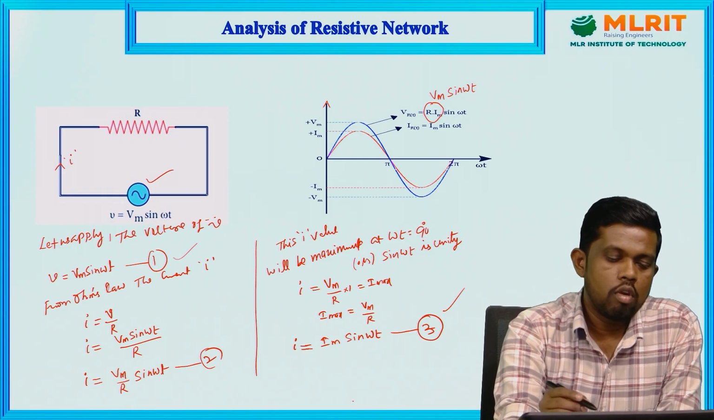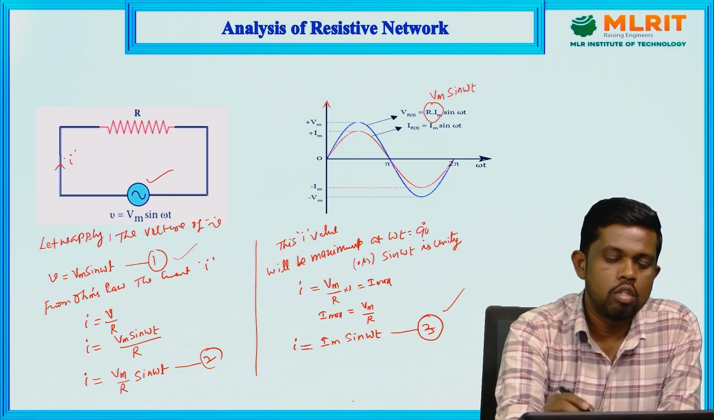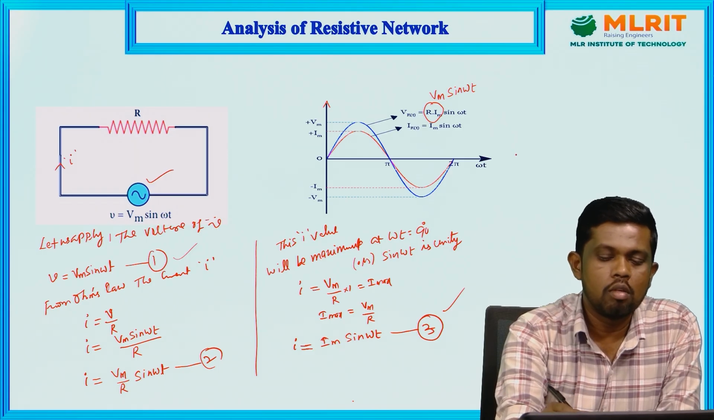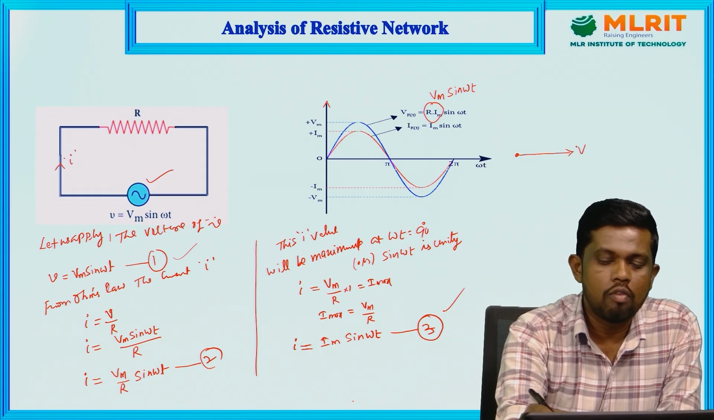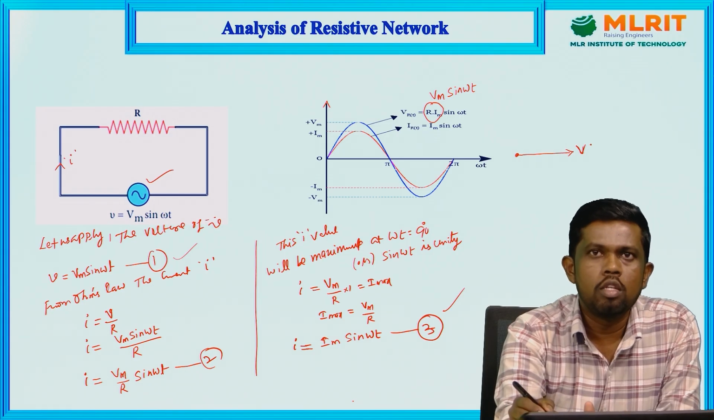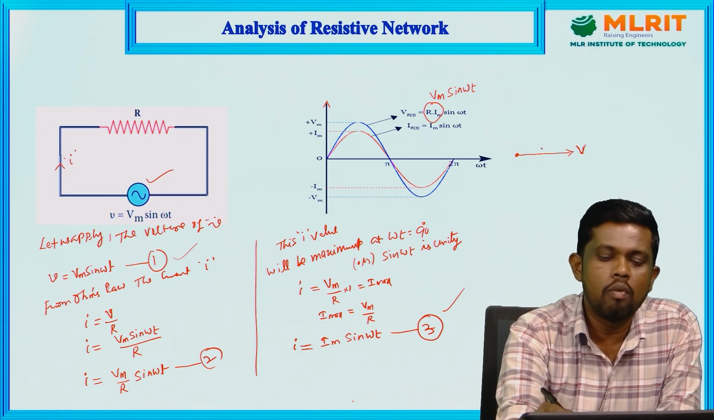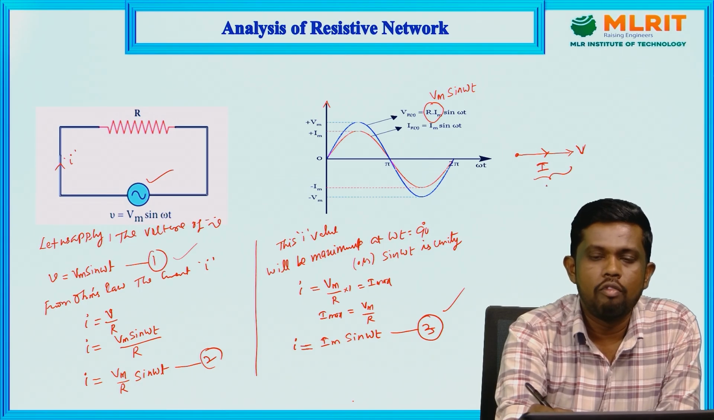From this, we need to draw the phasor diagram. It is an easy way of representing the voltage and currents of any network, circuit or system. That's why we adopt the phasor representation. To draw the phasor diagram, we consider the voltage vector as the reference. This is V. We consider the RMS values only. With reference to the voltage, the current is in the same phase. Both are in phase.